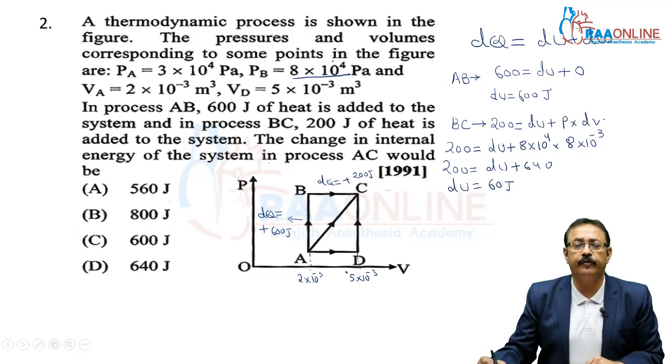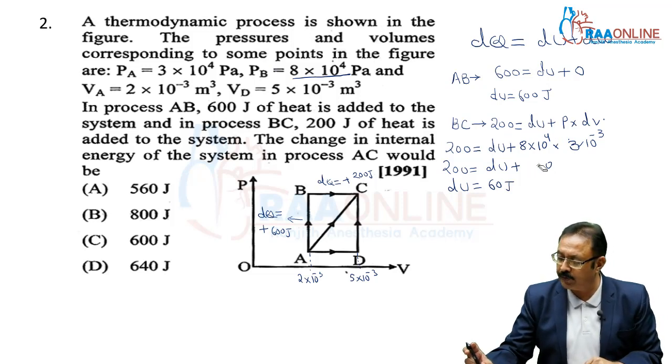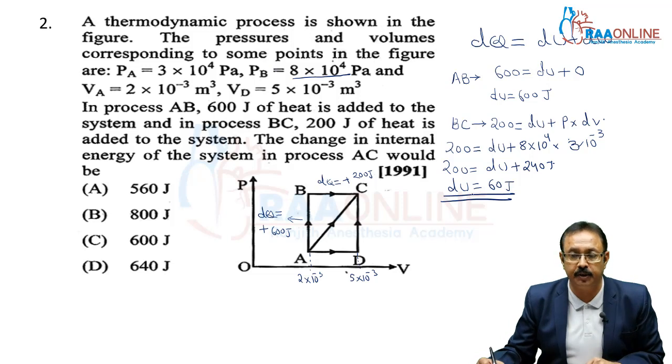So when we are moving from B to C, we add 200 joule of energy, and the B to C work done is pressure 8 into 10 to the power 4 Pascal, and volume is increasing by 5 minus 2, it is 3 into 10 to the power minus 3. So it means 240. Again we are getting the same 240 joule. So in this process, change in internal energy should be 60 joule.